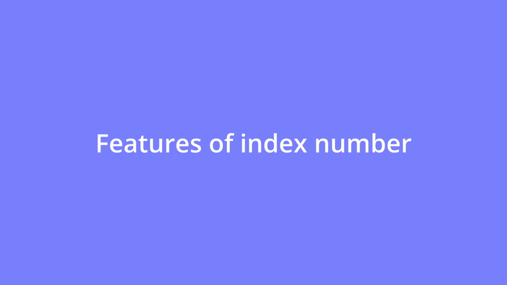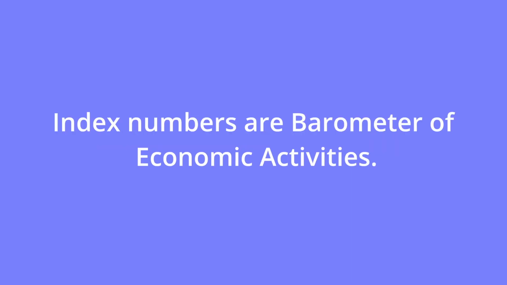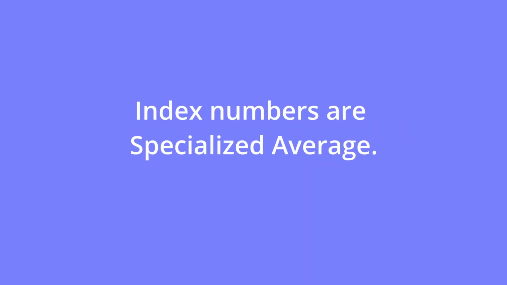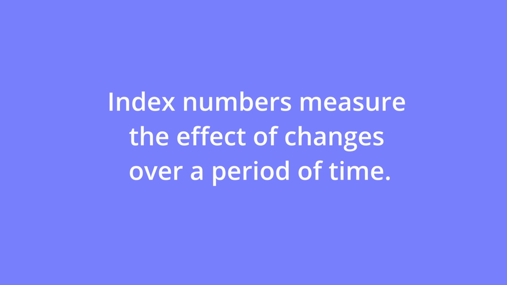Now let's see the features of index number. The first feature is it is the barometer of economic activity. It means it measures all the changes in economic activity, it measures the trends of economic activity. Second, it's a statistical device. Third, it's a specialized average which is capable of being expressed in percentage. Fourth, it measures the net changes of one or more related variables over the period of time. For example, it can measure the difference between the two periods, two localities.